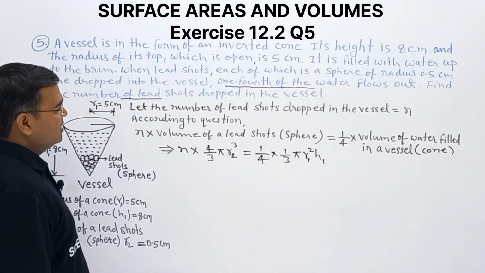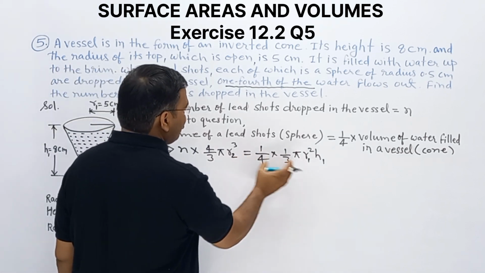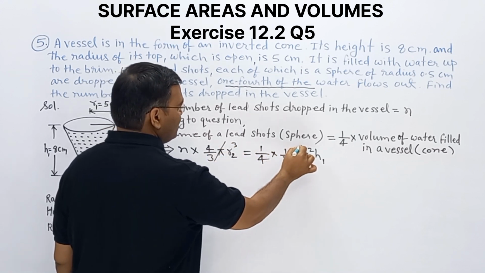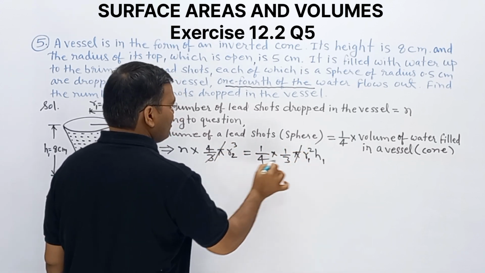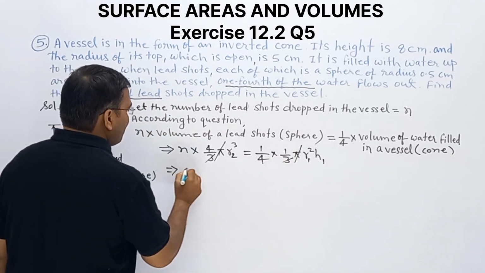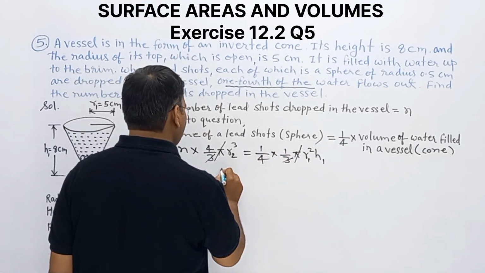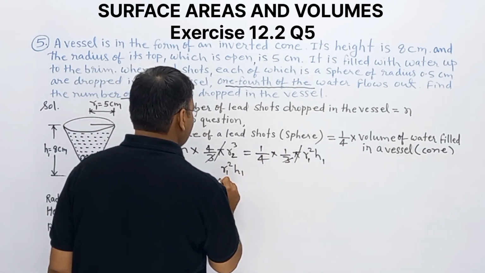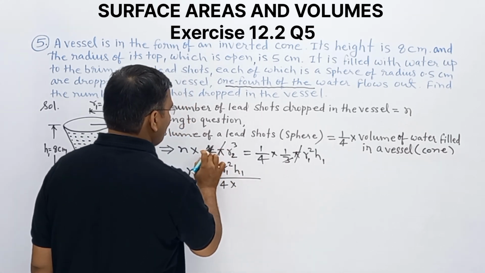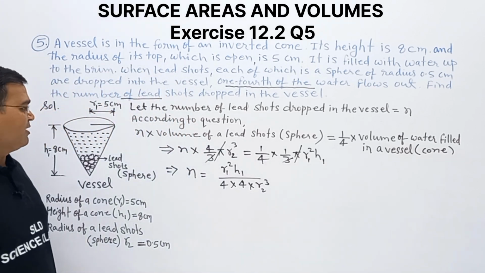Now solve. How will we solve? On the left hand side and right hand side we have multiplication form. So this pi will be cancelled with this pi, and this 3 will be cancelled with this one. We require n. So n equals, in the numerator we have r1 square h1 divided by 4 into these two terms. Just cross multiplication, we are doing cross multiplication.